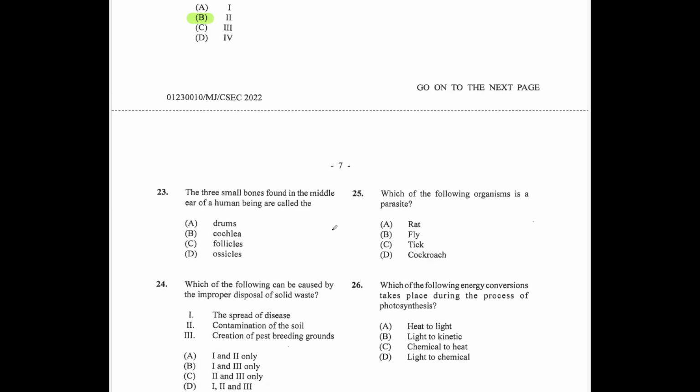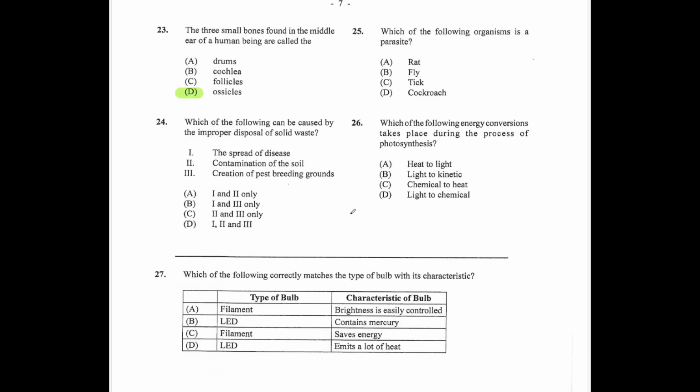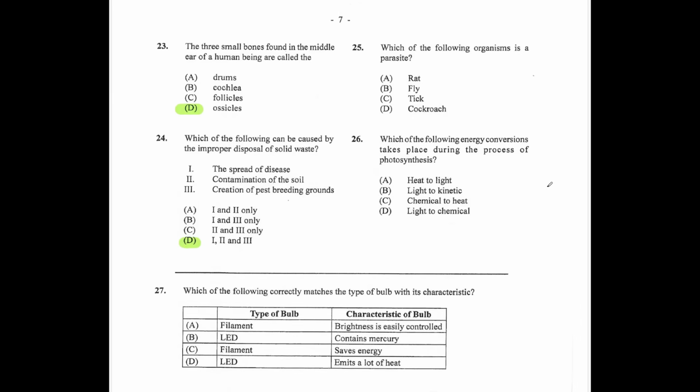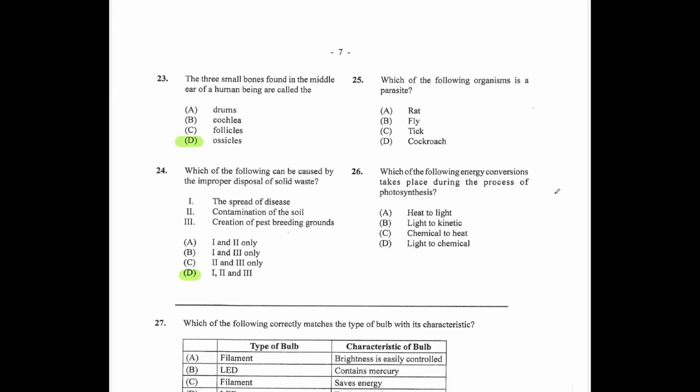The 3 small bones found in the middle ear of the human being are called ossicles. Which of the following can be caused by the improper disposal of solid waste: the spread of disease, contamination of the soil, creation of pest breeding grounds? All of them. So 1, 2, and 3. So 24 is D.